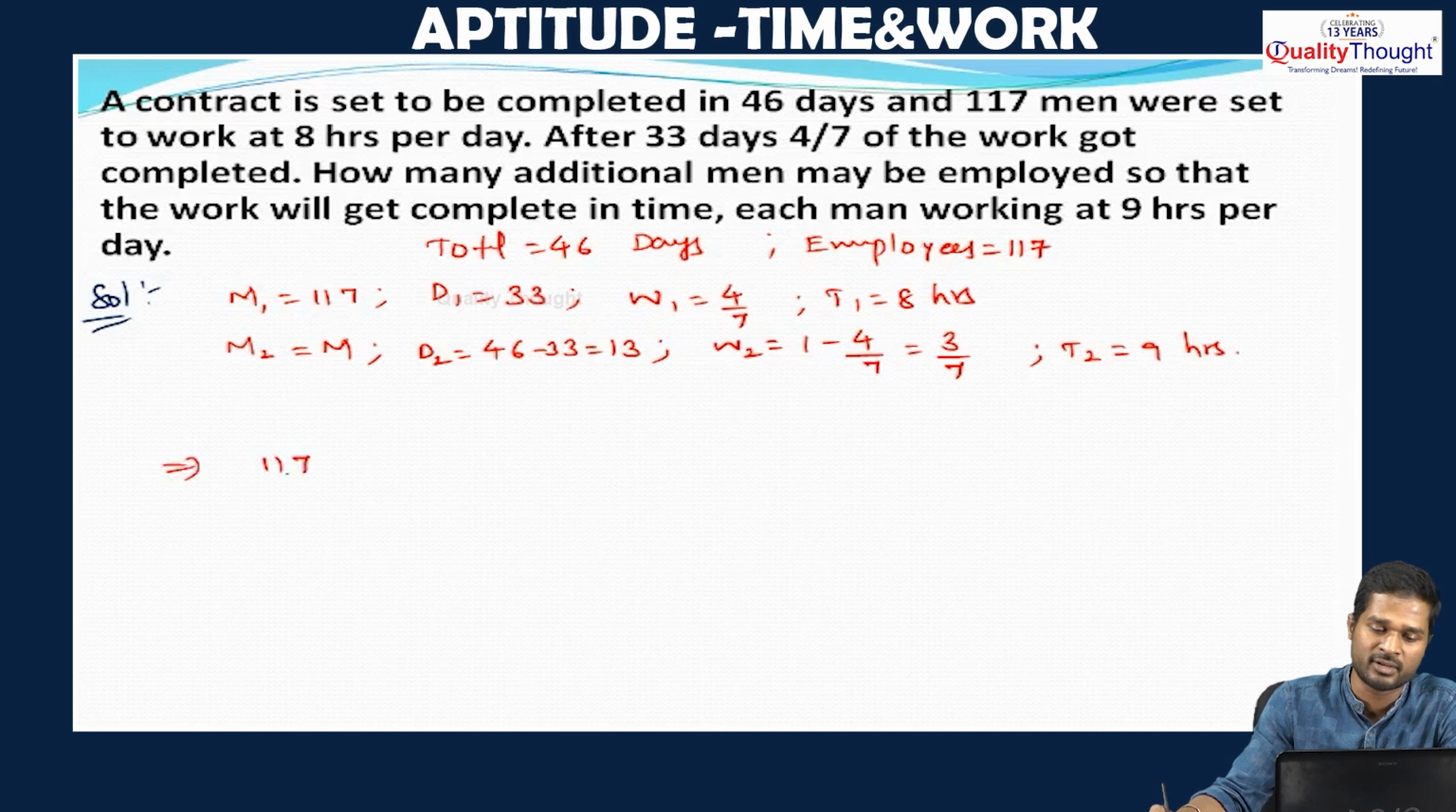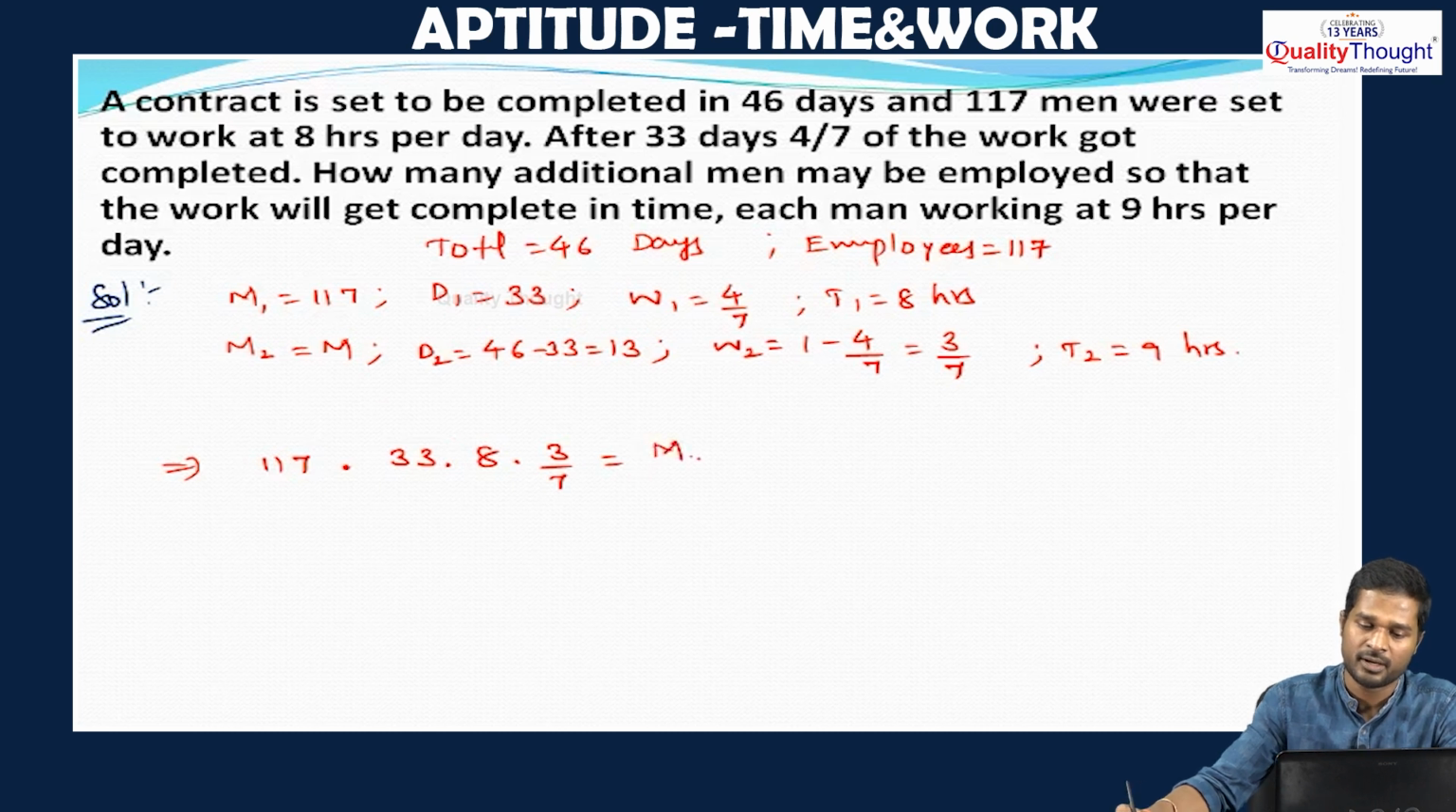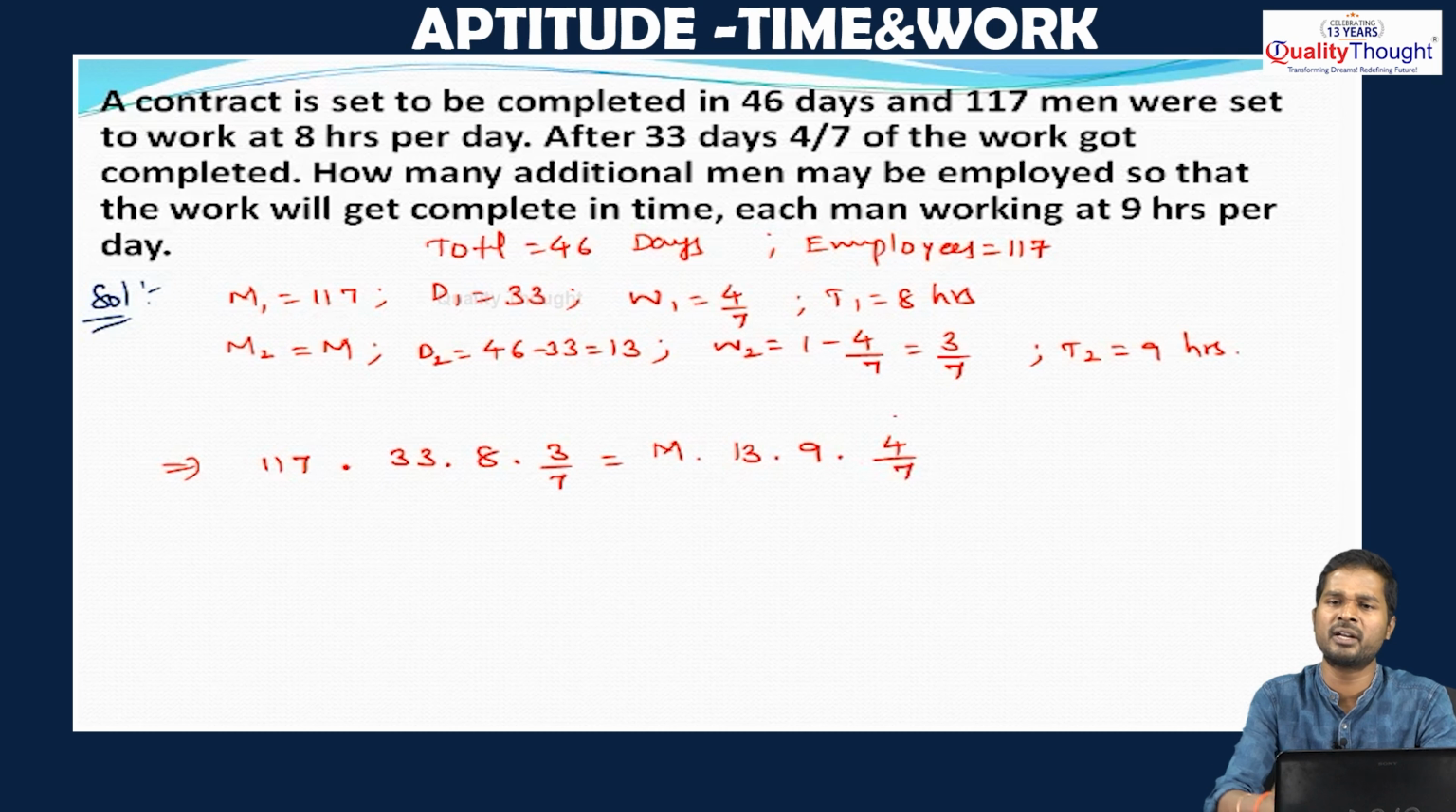M1 is 117 into D1 is 33 and T1 is 8, M1 D1 T1 into W2 is 3 by 7 is equal to M2 is M, D2 is 13, T2 is 9 and W1 is 4 by 7. I have written it as M1 D1 T1 W2 is equal to M2 D2 T2 W1.